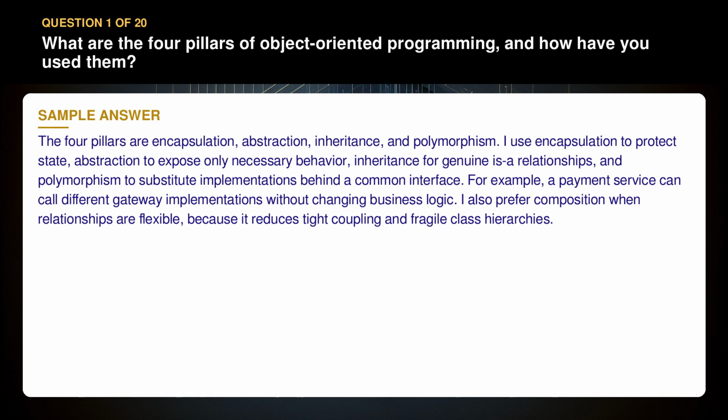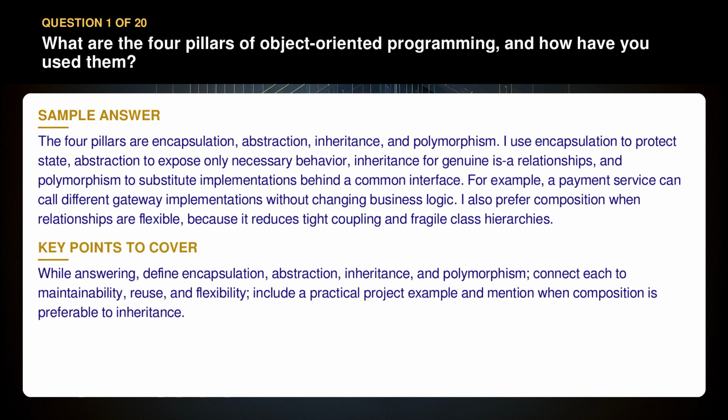For example, a payment service can call different gateway implementations without changing business logic. I also prefer composition when relationships are flexible, because it reduces tight coupling and fragile class hierarchies. While answering, define encapsulation, abstraction, inheritance, and polymorphism. Connect each to maintainability, reuse, and flexibility. Include a practical project example and mention when composition is preferable to inheritance.